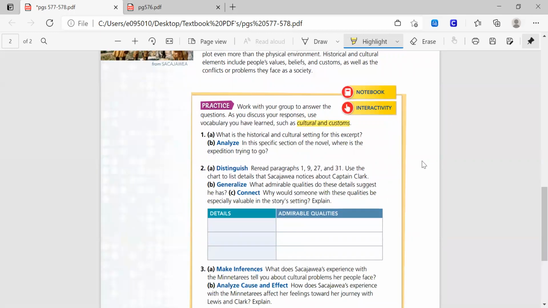Question 1A. What is the historical and cultural setting for this excerpt? So historical and cultural setting. Give me time frame, dates, and then give me cultural setting. What's it like? What's the culture around it?